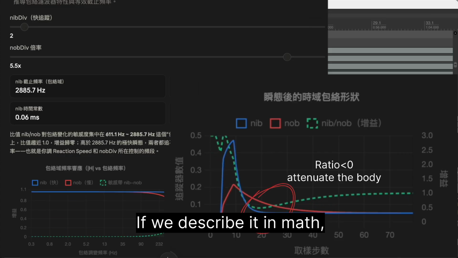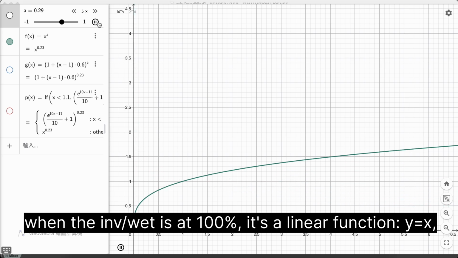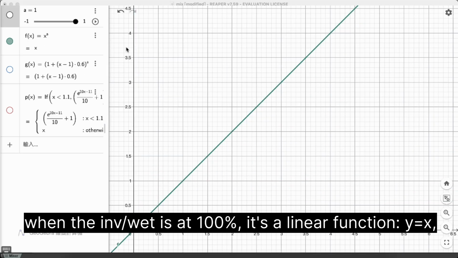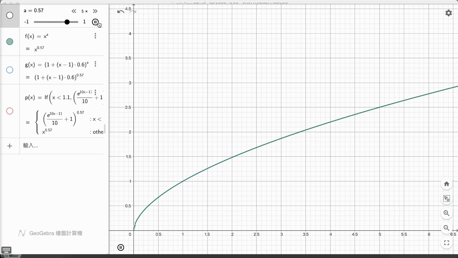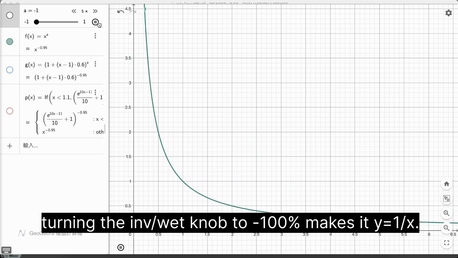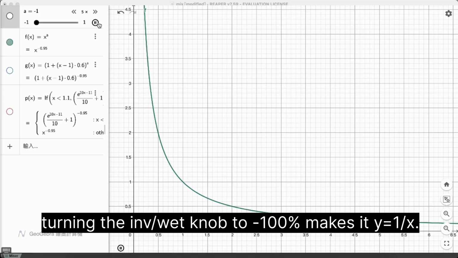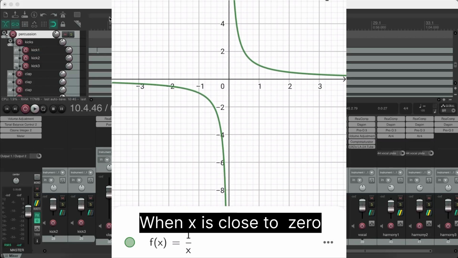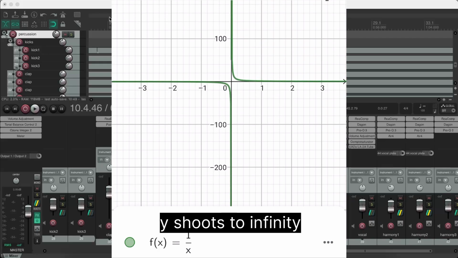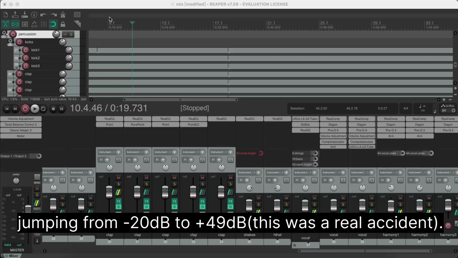If we describe it in math, when the invert and wet knob is set to 100%, it's a linear function, y equals x, and the output is simply the samples times y. But turning the invert and wet knob to minus 100% makes it y equals 1 divided by x. That's a problem. When x is close to 0, y shoots to infinity, and the body's volume goes crazy, jumping from minus 20 dB to 49 dB.